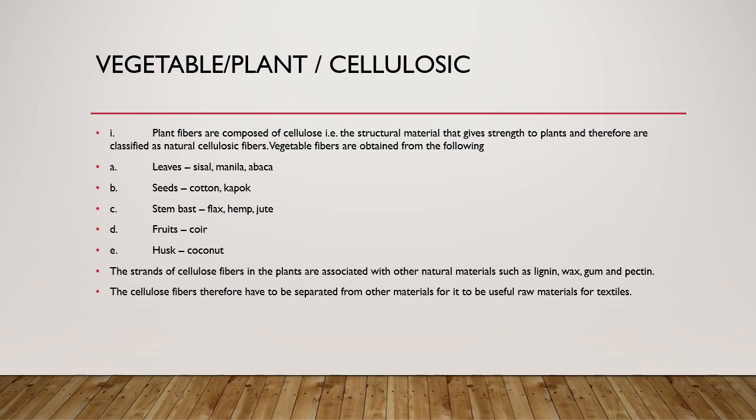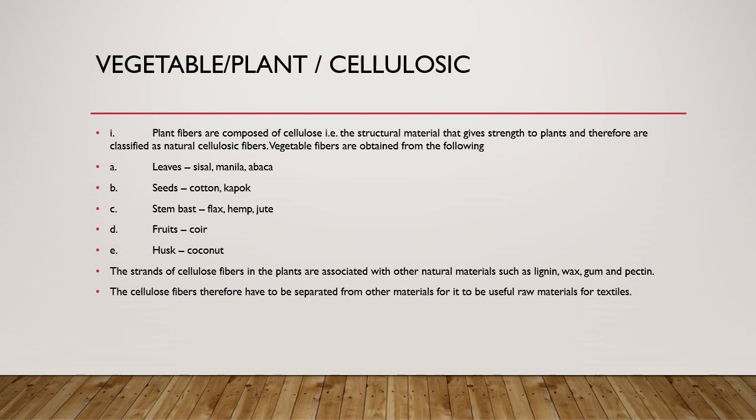The first one, we have the leaves. Leaves from plant sources, from the plants of sisal, Manila, abaca. Then you have the other one, the seeds: cotton, kapok. Stem bast: an example of a plant on the stem bast. You have flax, hemp, and jute. Fruits. You have the coir. Then you have the last one, that is the husk. You have the coconut.